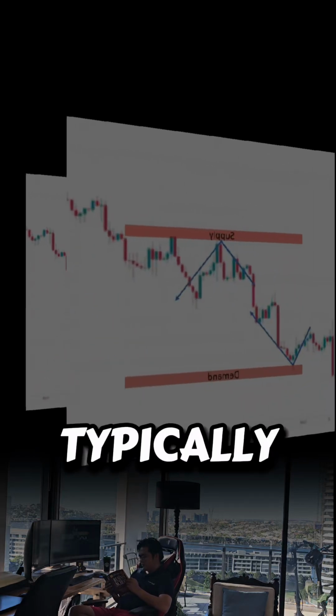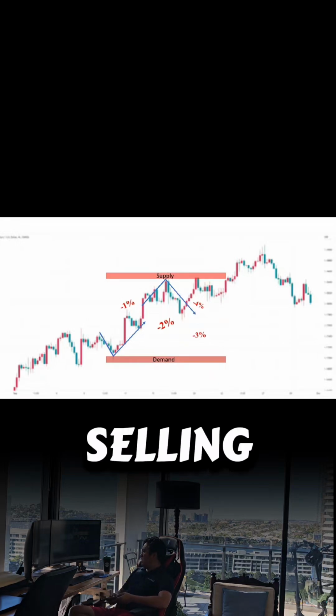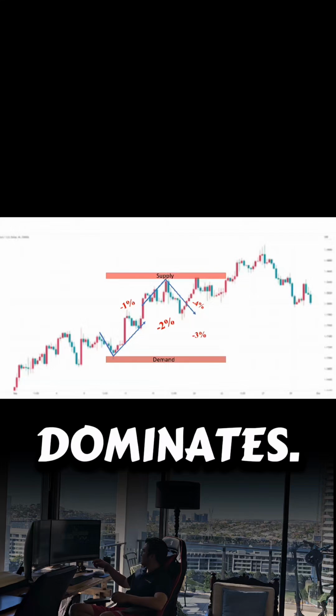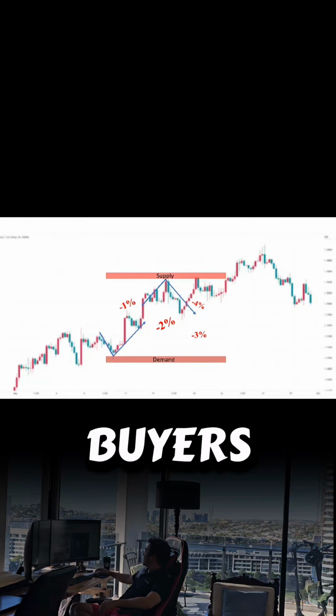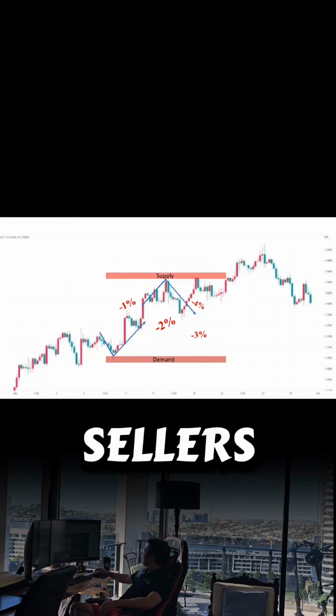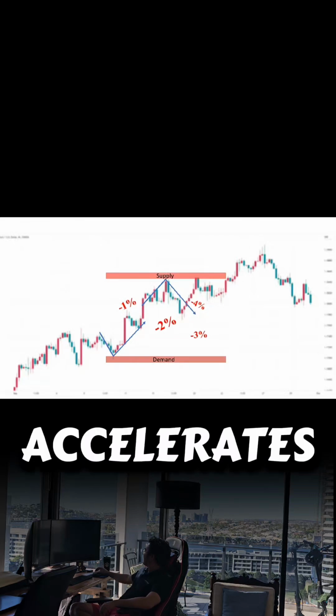As you know, we typically place our trades at key levels on the chart, buying in zones where demand is strong and selling where supply dominates. These are the areas where market participants tend to agree. Buyers step in with conviction, sellers retreat, and the price often reverses or accelerates accordingly.